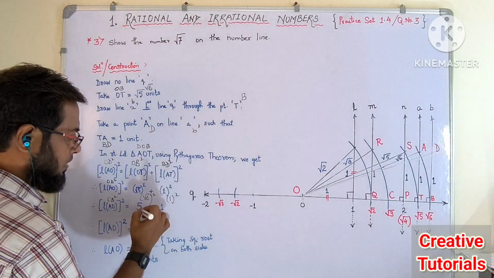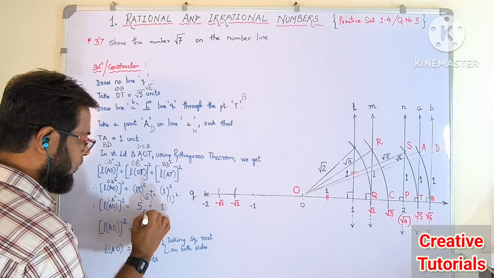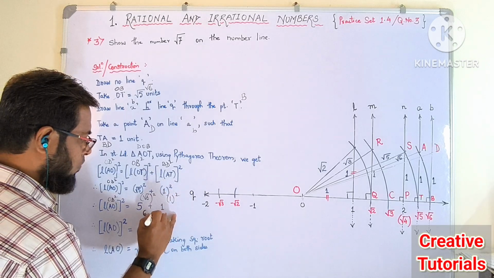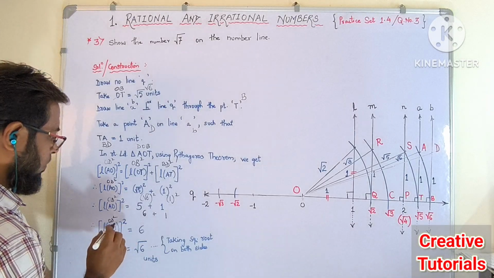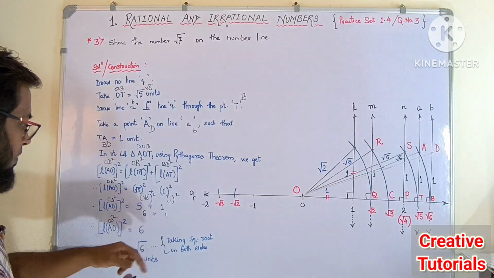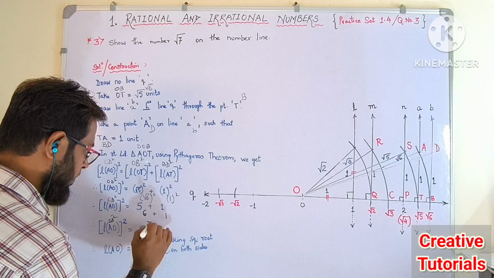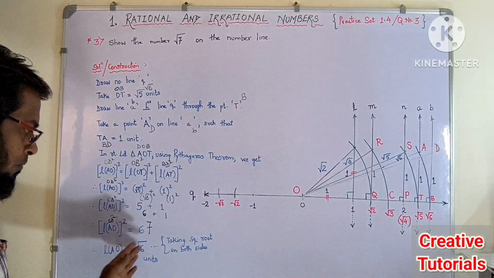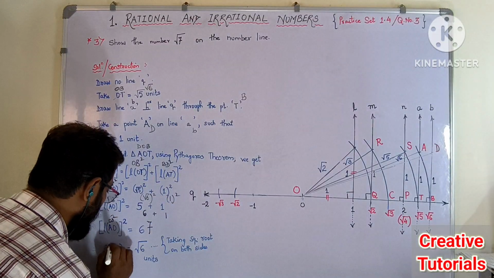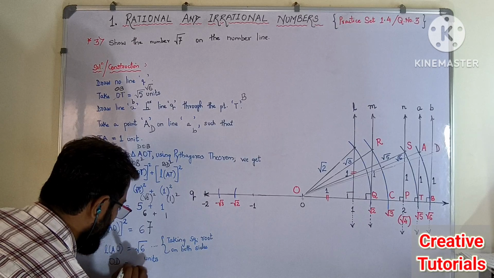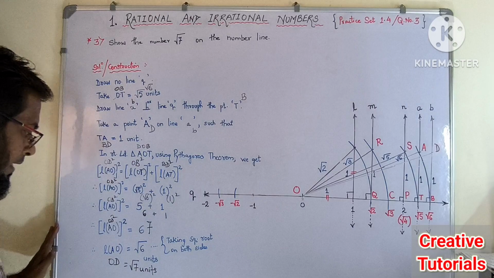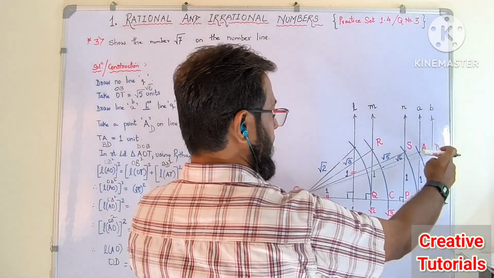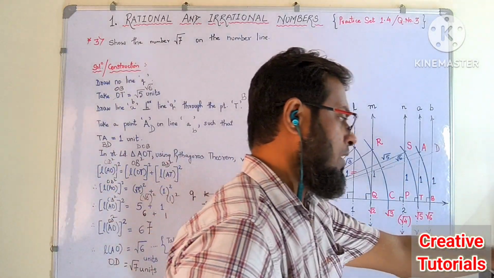Root 6 into root 6 is 6. Correct, no? And then 1 square is 1. So now OD square is equal to what? Is equal to 6 plus 1 is 7. So here you will get 7. Therefore, taking square root on both sides, you will get OD is equal to root 7 units. Correct? That means this OD what we are getting is our root 7.